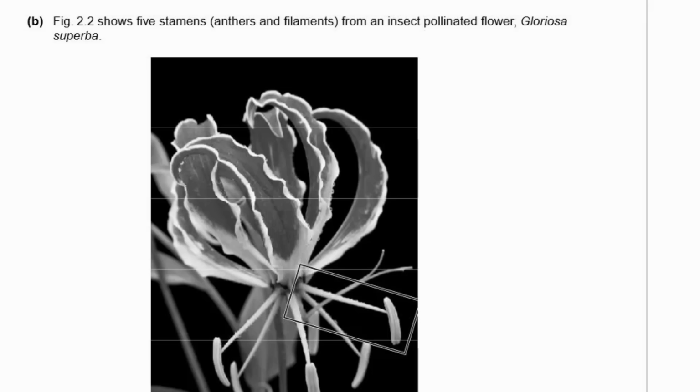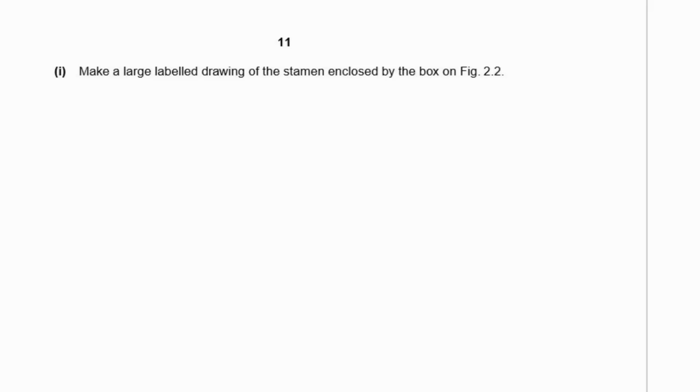B. Figure 2.2 shows 5 stamens, the anthers and the filaments, from an insect-pollinated flower, Gloriosa superba. Oh, that's a great name. Gloriously superb. I like that name. Let's see what the question asks. Here's the part where it says, 1. Make a large labeled drawing of the stamen enclosed by the box on figure 2.2. There has to be a drawing somewhere on every biology alternative to the practical exam or practical exam.